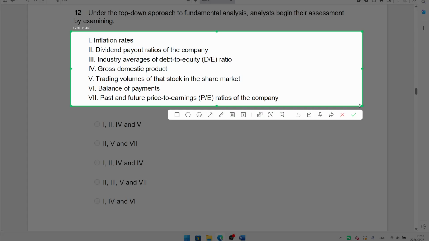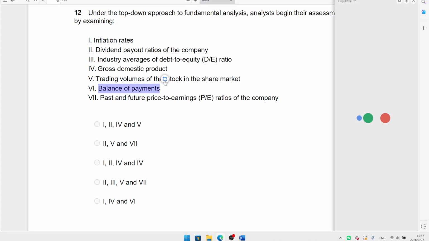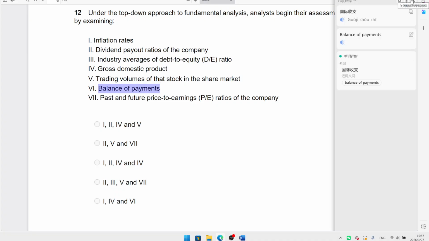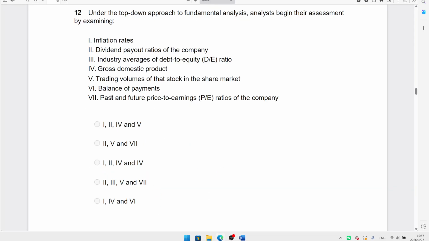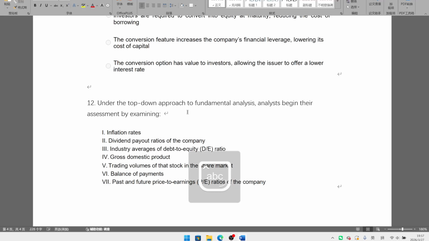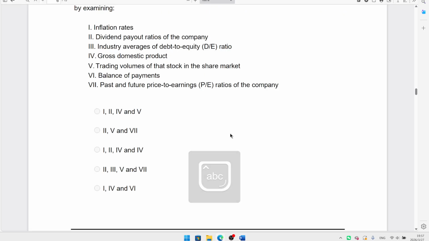I don't really know that. 4 and 6, balance of payments. What is balance of payments? What does that mean? Balance of payments, international. So if it means international, yes, correct one. But I don't know what it really means.